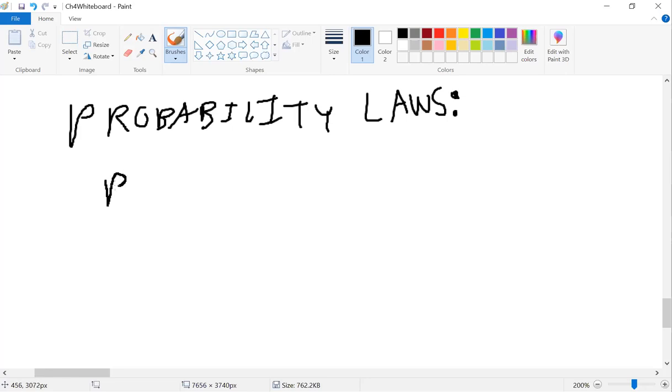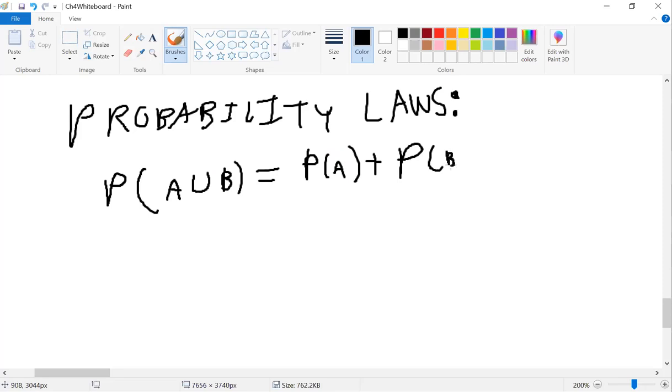The probability of getting A or B is equal to the probability of A happening plus the probability of B happening minus the probability of A and B happening. I'll give you just a second to write that down, then I'll answer a question I'm sure many of you probably have.